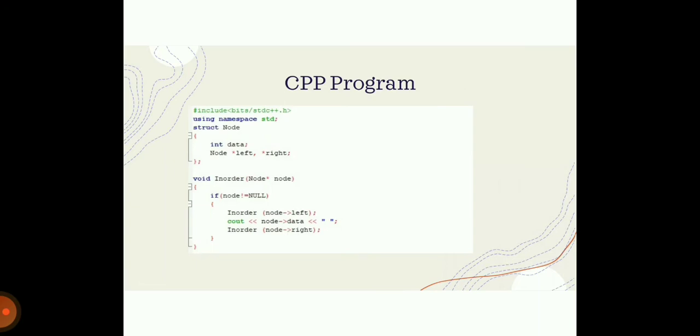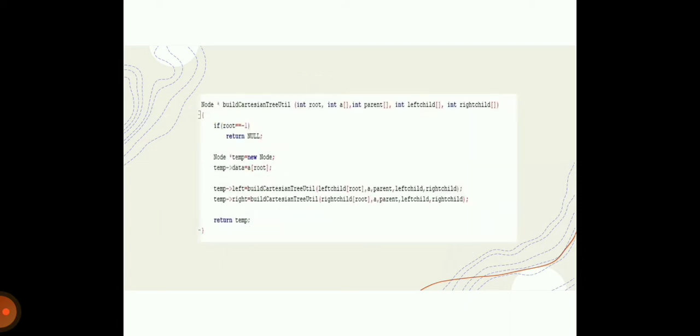Here is the C++ program for this Cartesian tree implementation. So we will first define a structure in which data part is included and left and right nodes are declared inside it, and we already know that in order traversal we will call the function on left part first, then print the root, and then call the function on the right part of the array or tree.